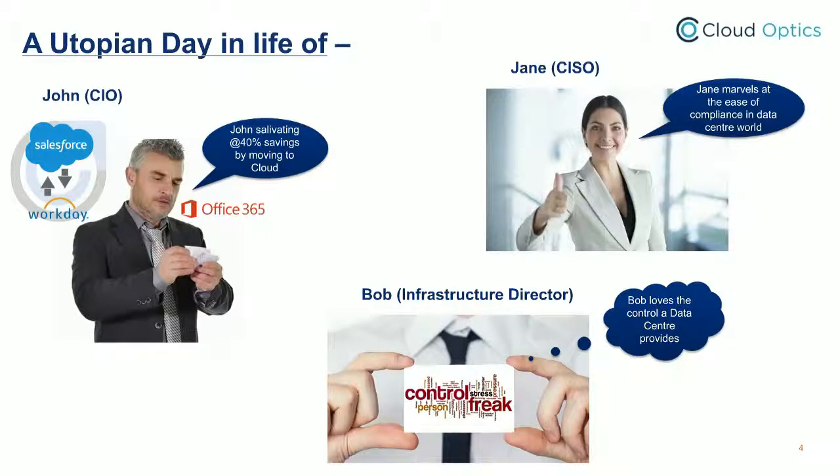If you can recall, in the first webinar we talked about a fictitious company, where Jay was a CISO, Bob was infrastructure director, and John was CIO. In the first webinar, we talked about Jane, the CISO, and her challenges in digital transformation and the impact of cloud as far as cybersecurity goes. Today we'll take up John's case.